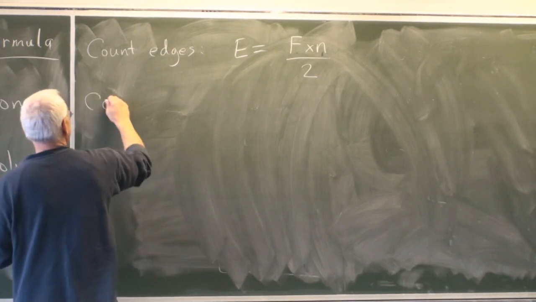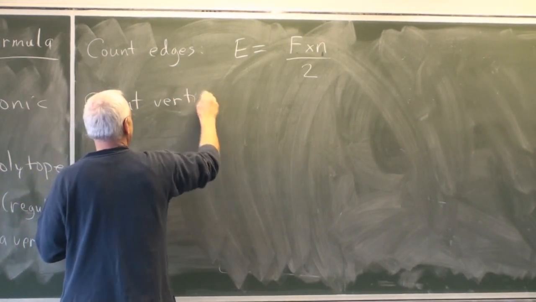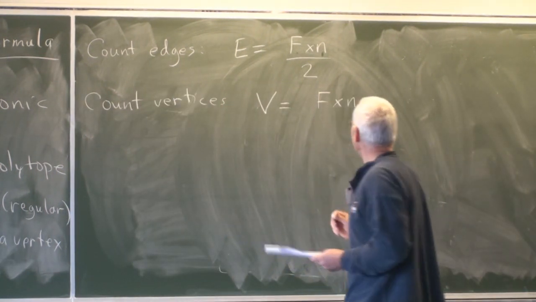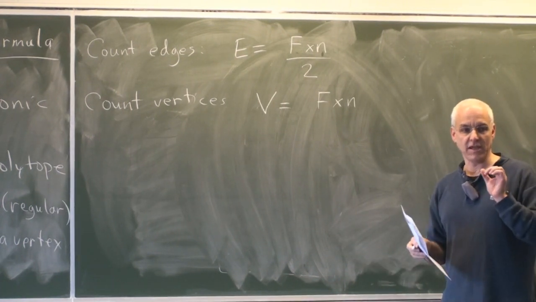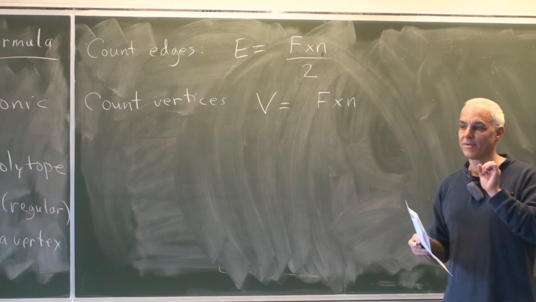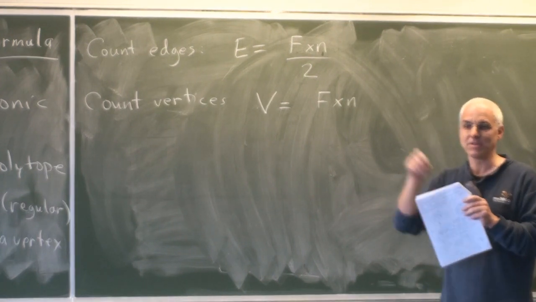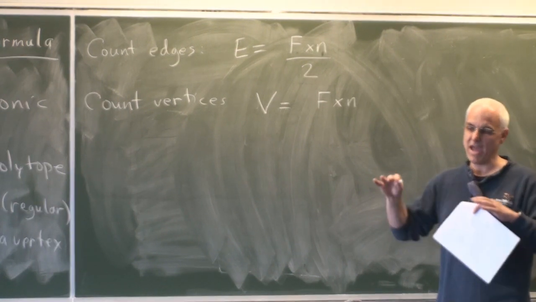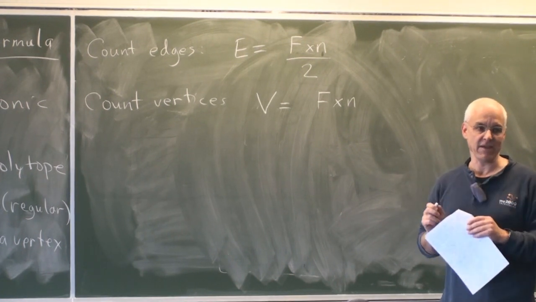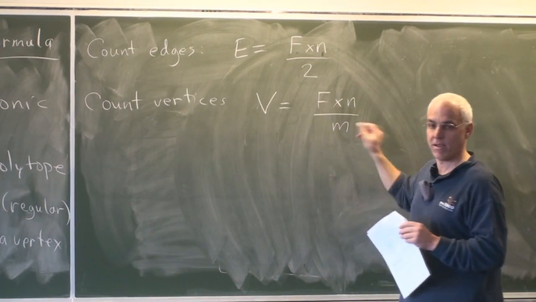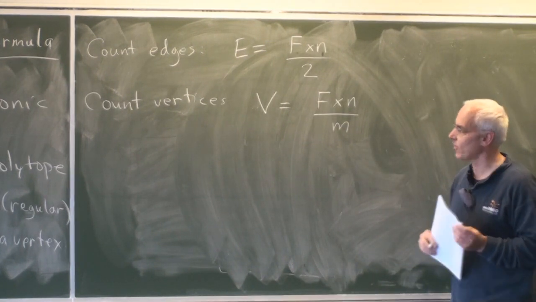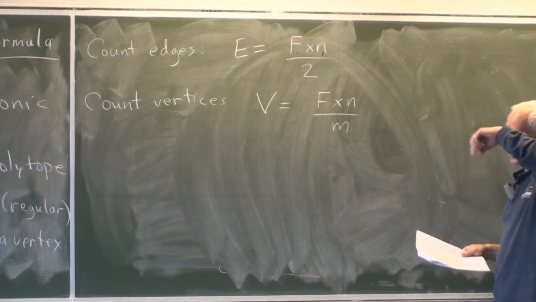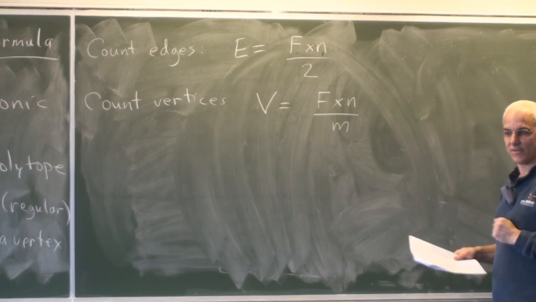And now we're going to count vertices, v. So every face has n vertices. But then we're counting the vertices too many times. Then a given vertex will be counted m times, because it will belong to m faces. Because there are m edges meeting at every vertex, also m faces meeting at every vertex. So we have to divide this by m. Okay, so we're counting the vertices by saying it's the number of faces times n vertices per face. And then we have to divide by m because m faces meet at every vertex.